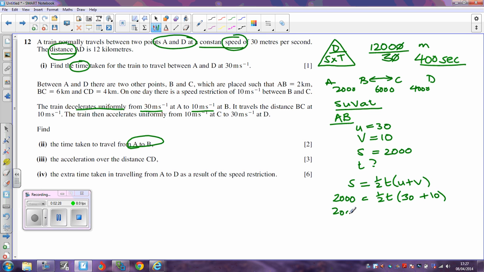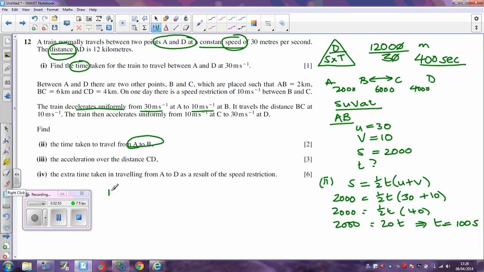So 2,000 is equal to half t multiplied by 40, and if I just do half of 40 is 20, I've got 2,000 is equal to 20t, which gives me the fact that t is going to be 2,000 divided by 20, so t is going to be 100 seconds. So that gives me the answer there to part 2.